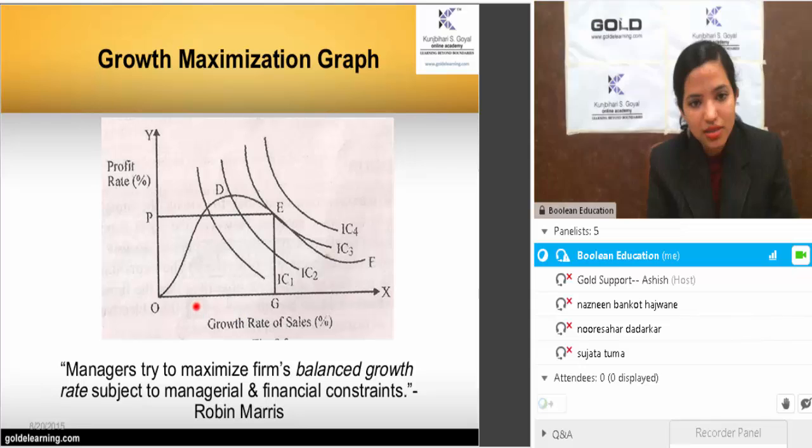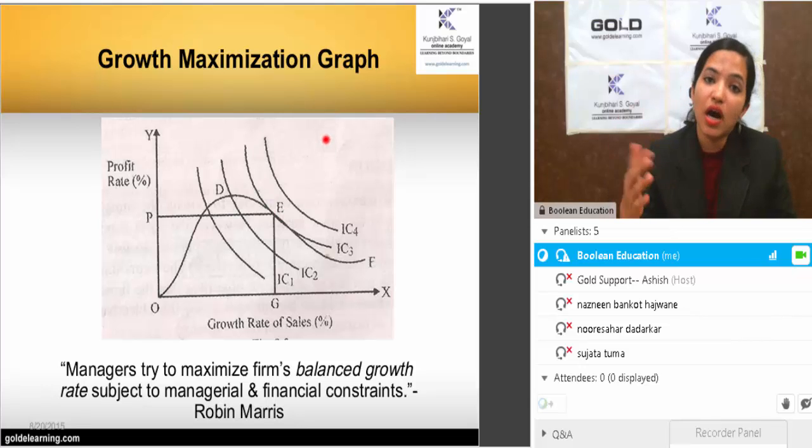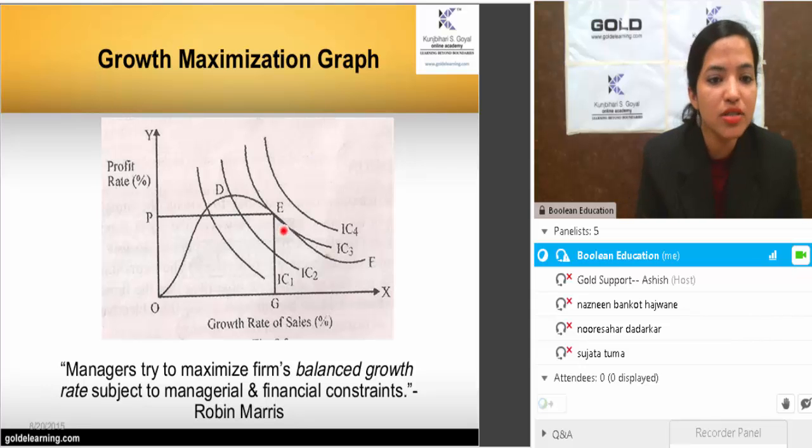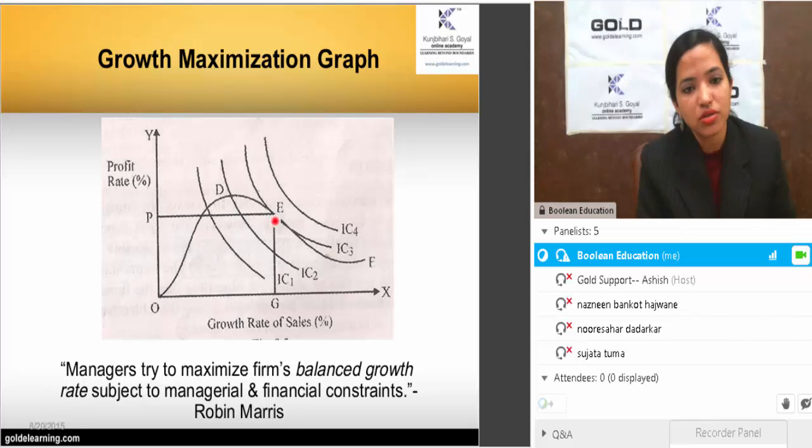So looking at this diagram, depending on this condition, considering the management constraint and financial constraint, point E will be the balanced growth. At point E, this firm will be growing at a balanced rate, right? इससे ज़्यादा करेंगे तो बहुत ज़्यादा अनबैलेंस्ड ग्रोथ हो जाएगा और इससे कम करेंगे तो फर्म इज अंडर यूटिलाइजिंग देयर रिसोर्सेज और अगेन इम्बैलेंस ग्रोथ हो जाएगा, right?